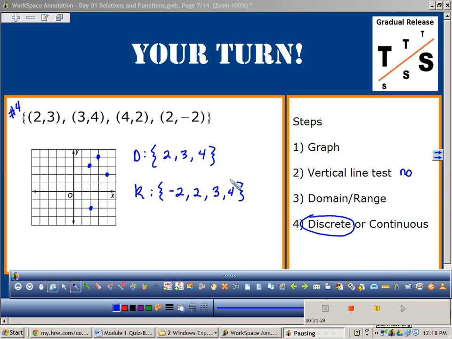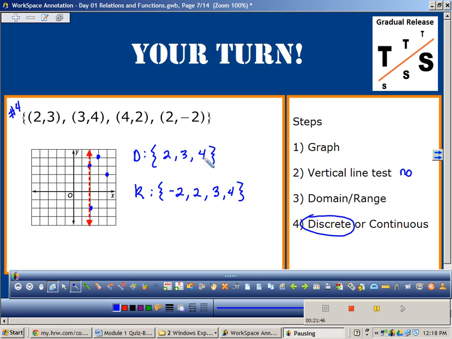Okay, so this is what I got for number four. I plotted my points, or I plotted my relation. This is a relation, right? It's a set of points. It does not pass the vertical line test because right here it intersects the line twice.